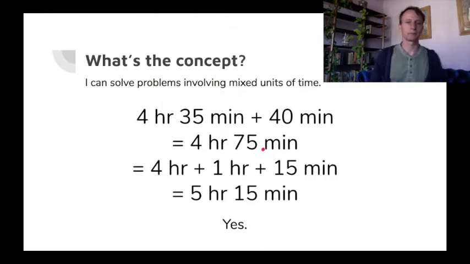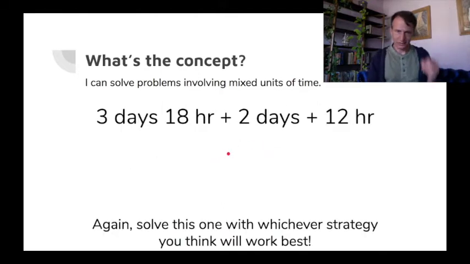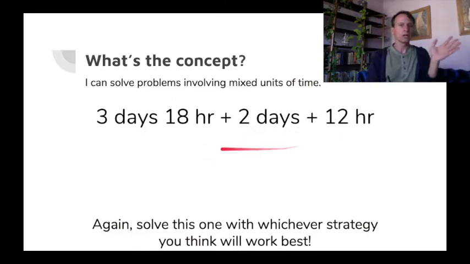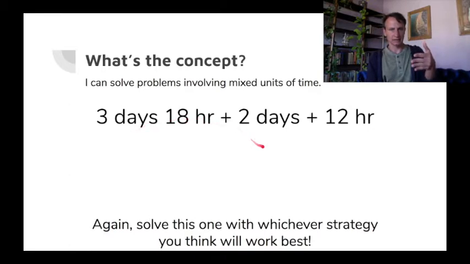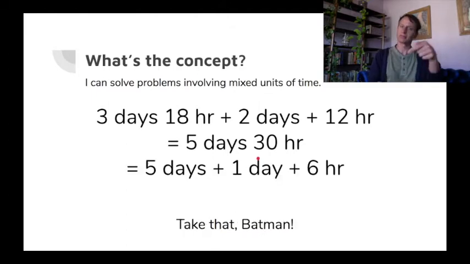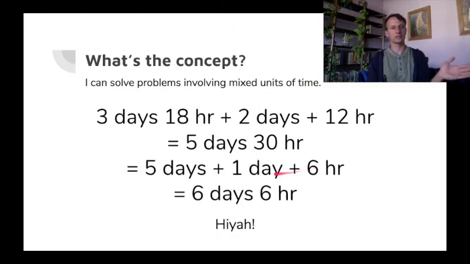All right, back to work. All right, so now we're going to get into days and hours. 3 days, 18 hours plus 2 days, and 12 hours. Okay, so let's put the days together, and then we'll put the hours together and see what happens. So we'll get 5 days, 30 hours. 30 hours is more than a day, so we can decompose that 24 hours to another day, leaving 6 hours. Okay, so 6 days, 6 hours.